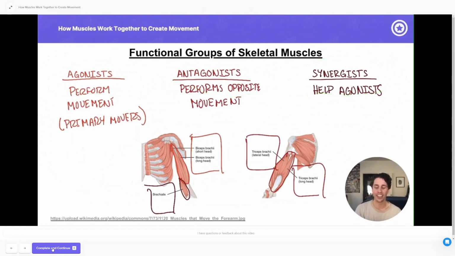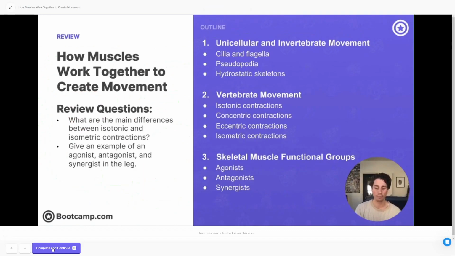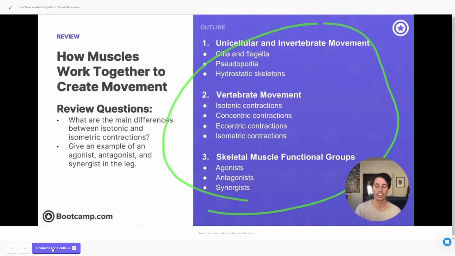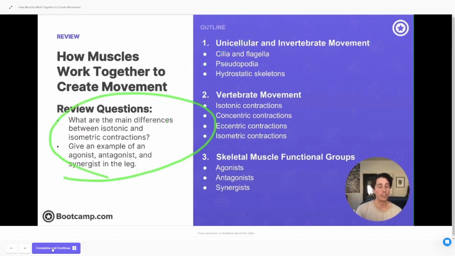Alrighty, so let's go ahead and talk about this review slide right here. So we just talked about all of these concepts, but I also have a couple of review questions for you. And so one of those review questions is, what are the main differences between isotonic and isometric contractions? So go ahead and think about the definitions for each one of those, about what's going to stay the same, what's going to be different. And so go ahead and think about that.